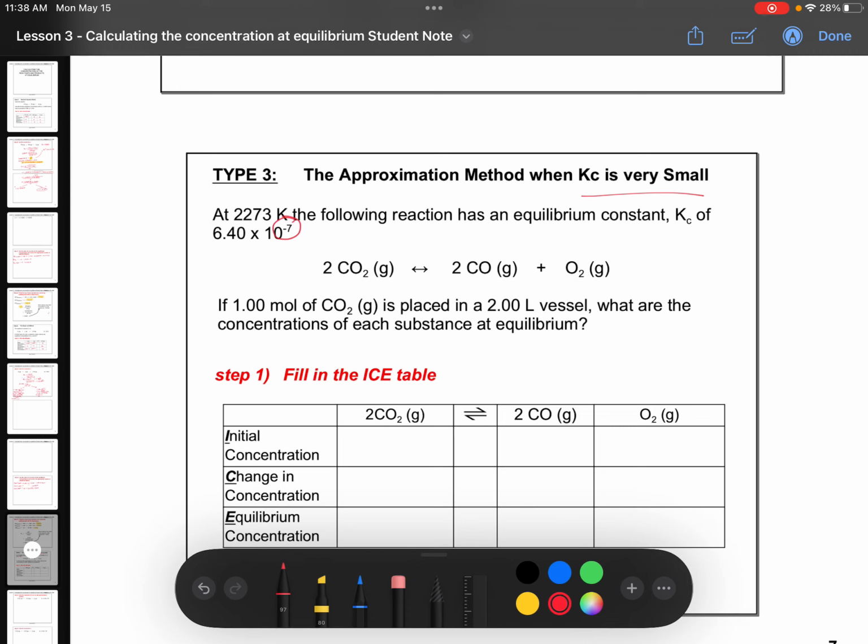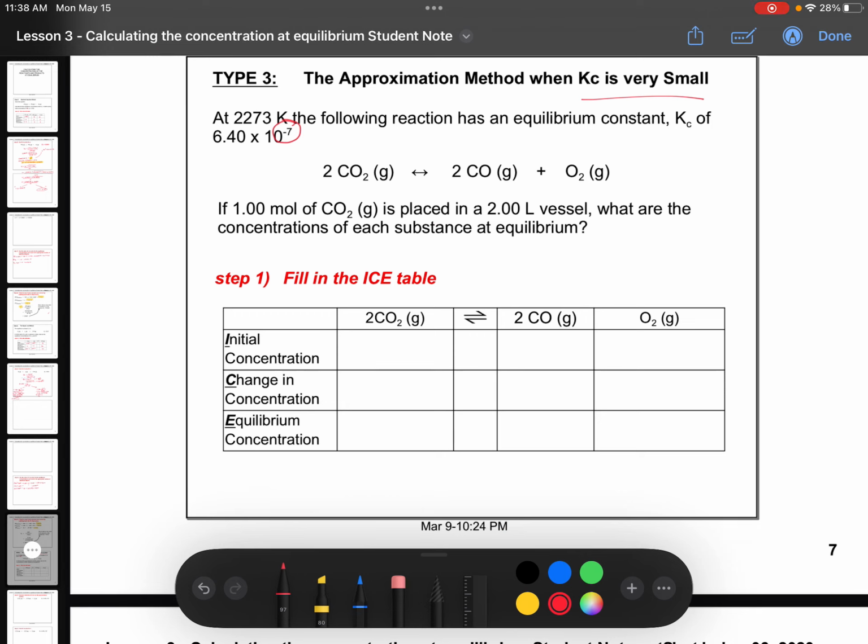The last step is our approximation. So approximation is when it's very, very small. Our Kc is very small. So in this situation, we have 10 to the -7. That means our Kc is going to be super duper small. So we're going to use this method if it is small.